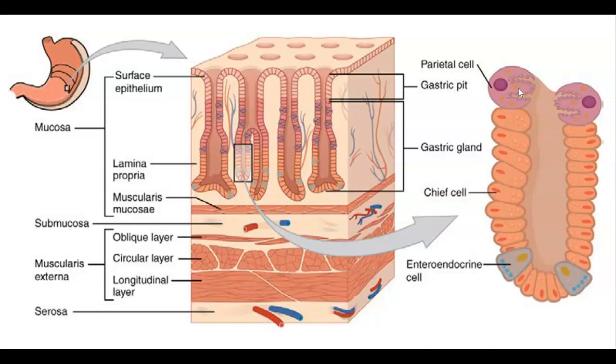But first, let's look at how hydrochloric acid is made by the parietal cell. And the chemical equation you're going to see should look really familiar because it's the same bicarbonate generating reaction that we've seen in red blood cells and that we'll also see in some cells of the kidney tubules.